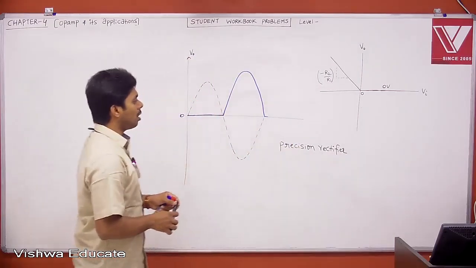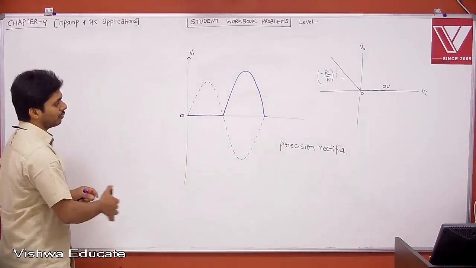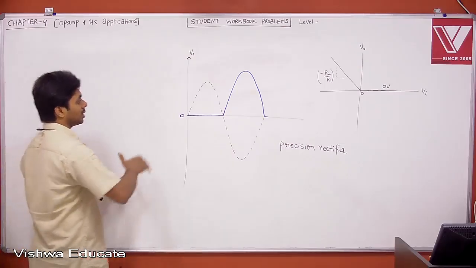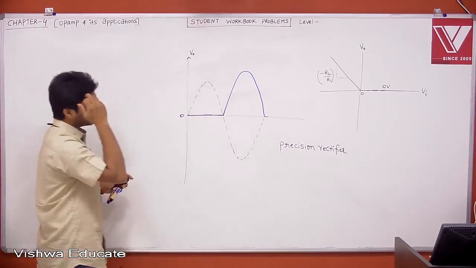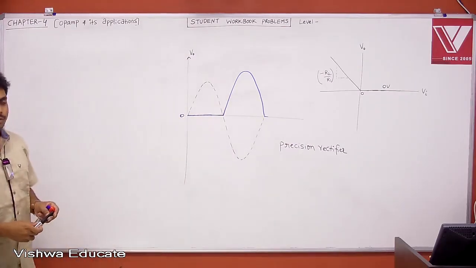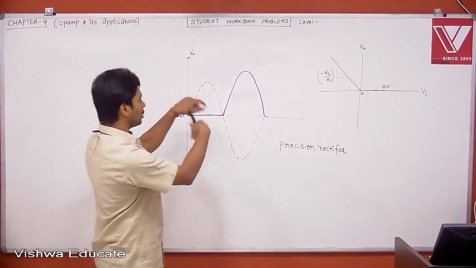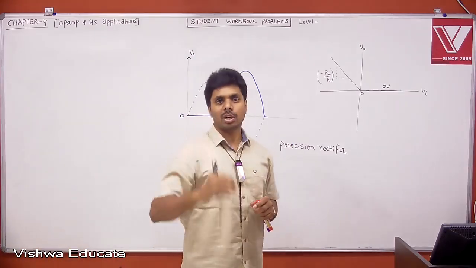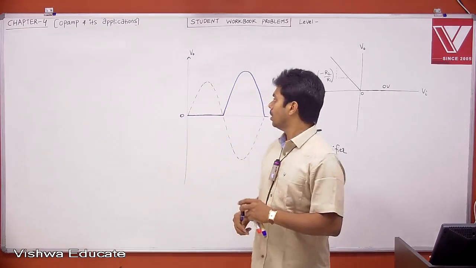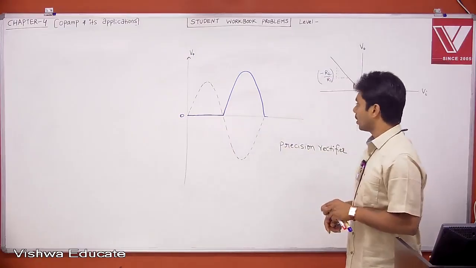How much gain you want, at what angle, with respect to what phase, with respect to what voltage you want to have the rectification, we can get it. Therefore, we can process your sine wave and get whatever you want at the output with respect to some threshold. That is what is called a precision rectifier.